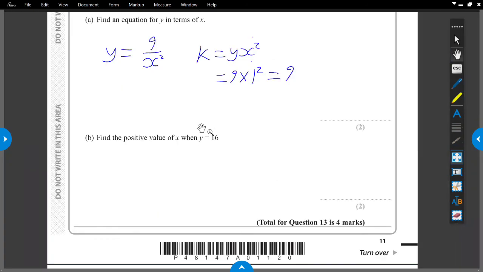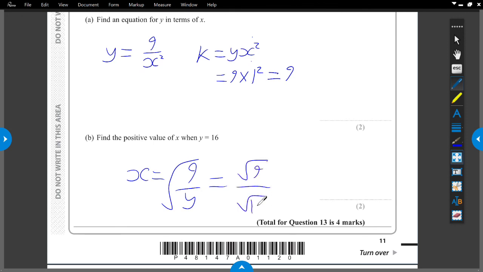To find the value of x when y is equal to 16, we can simply use this equation here and rearrange it so that x is the subject. So I'm going to times by x squared to get y x squared equals 9. Then I'm going to divide by y. And then I'm going to undo the square. The opposite of that is square root. So I get that x is equal to the square root of 9 over y, and y is equal to 16. When we square root a fraction, we can square root the numerator and the denominator separately. And we get that x is 3 over 4.